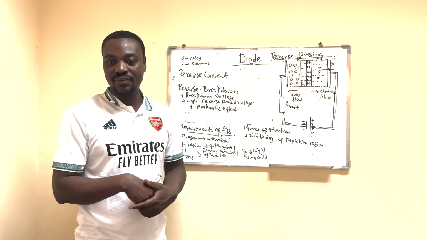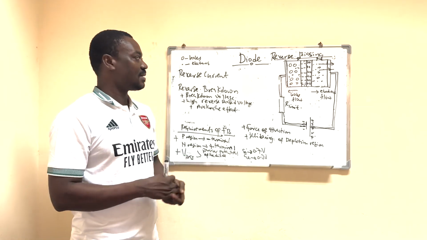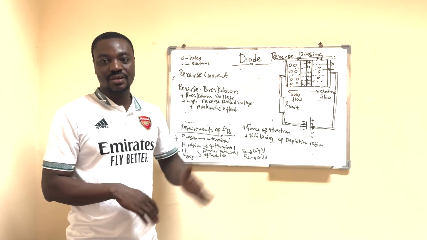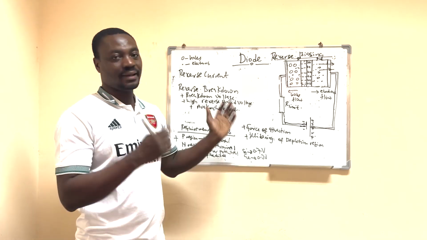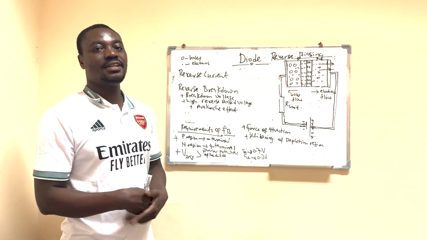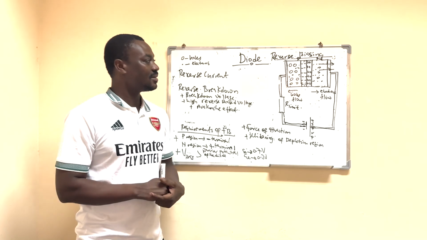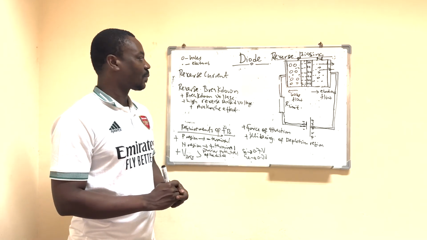In the previous video, I talked about the diode, how it is formed, and then forward biasing. If you haven't watched that, you can go and watch it in the other video.